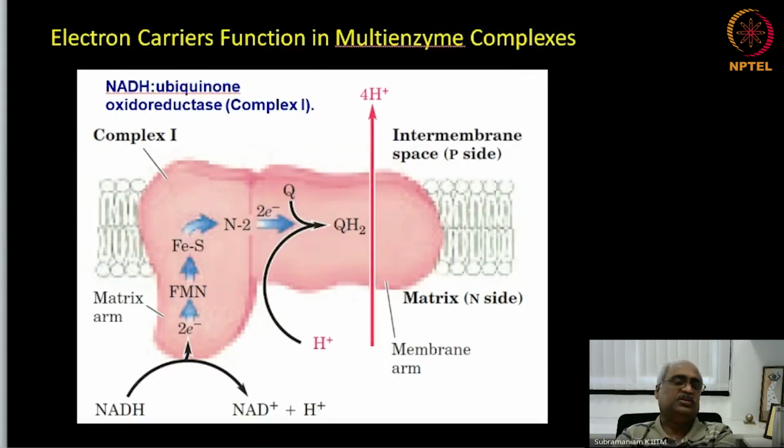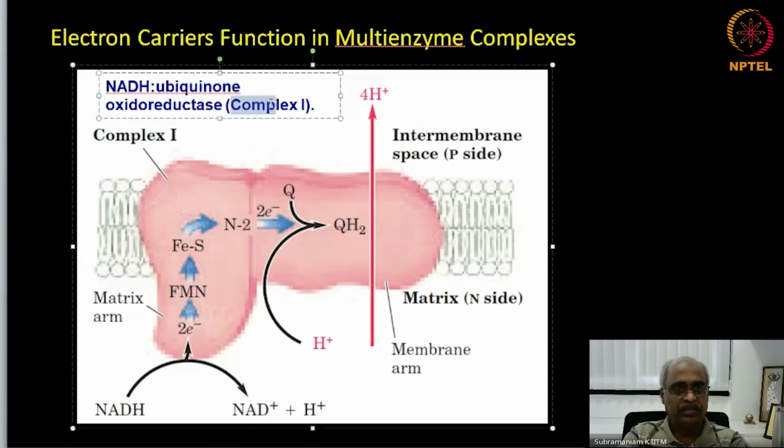Okay, so now to the actual structure. This is the multi-enzyme complex called complex 1. It is also known as NADH ubiquinone oxidoreductase. So that is the job it does. It oxidizes NADH and reduces ubiquinone. Okay, so that's the oxidoreductase.